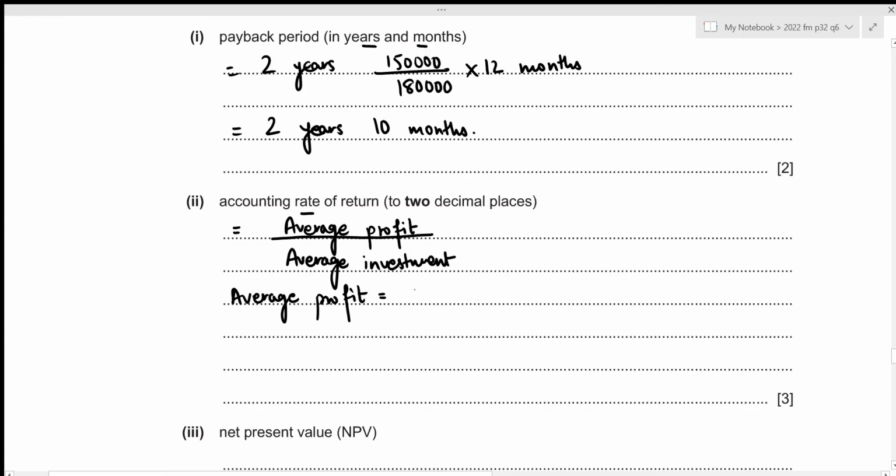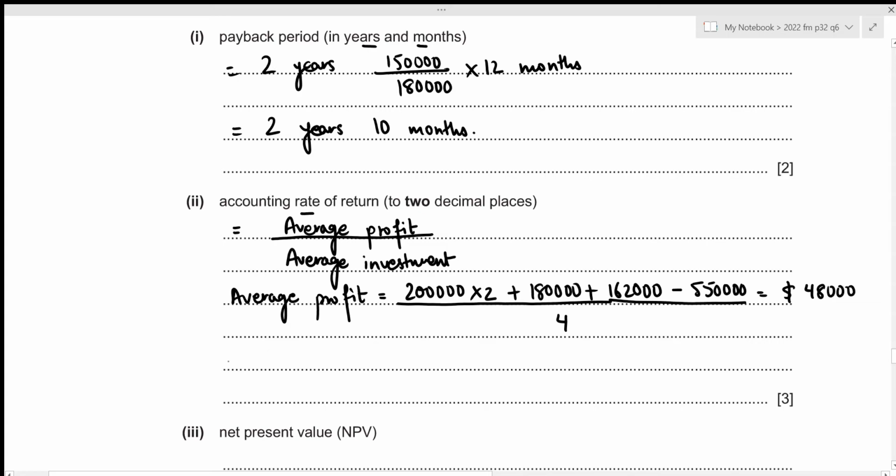We have 200,000 for 2 years, so we can just multiply it by 2. Then we have 180,000 for the third year and 162,000 for the fourth year. Then our depreciation is going to be minus 550,000, which is the initial cost. Then we just divide it by the total number of years, which is 4. And this gives the average profit to have the value of 48,000.